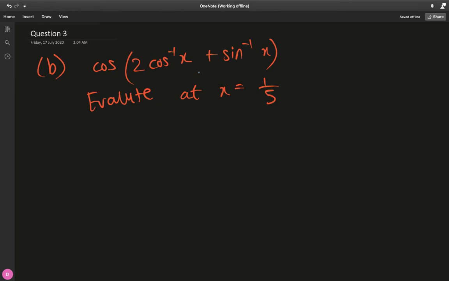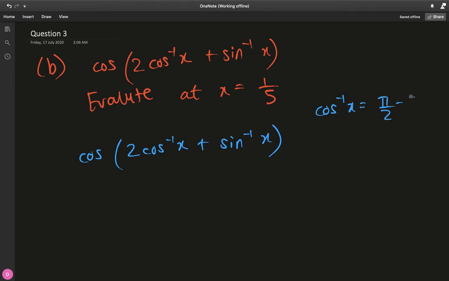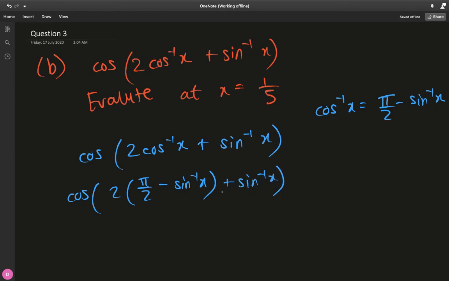So instead of just plugging in 1 over 5, it will be really hard to do if we just plug in. I'll try to simplify this. So we have cosine of 2 times cosine inverse of x plus sine inverse of x. Now there's a nice identity. Cosine inverse of x is equal to pi over 2 minus sine inverse of x. Basically sine inverse and cosine inverse add up to pi over 2 because they are complementary angles. So we can do that over here. We have cosine of 2 times pi over 2 minus sine inverse of x plus sine inverse of x.